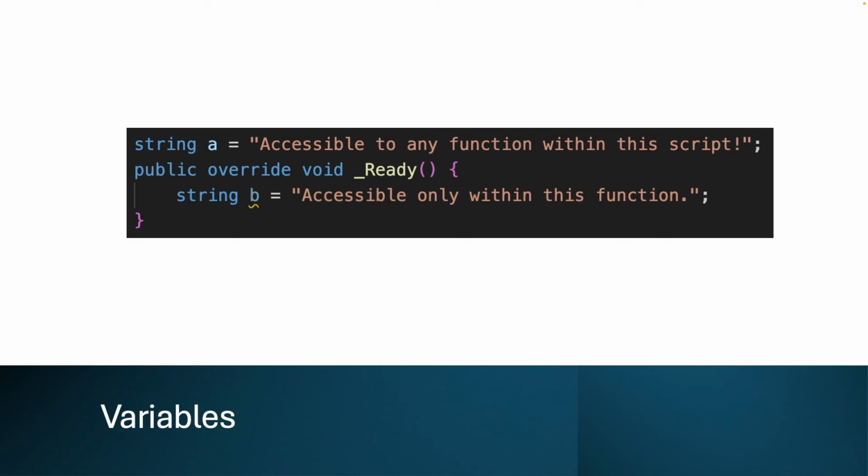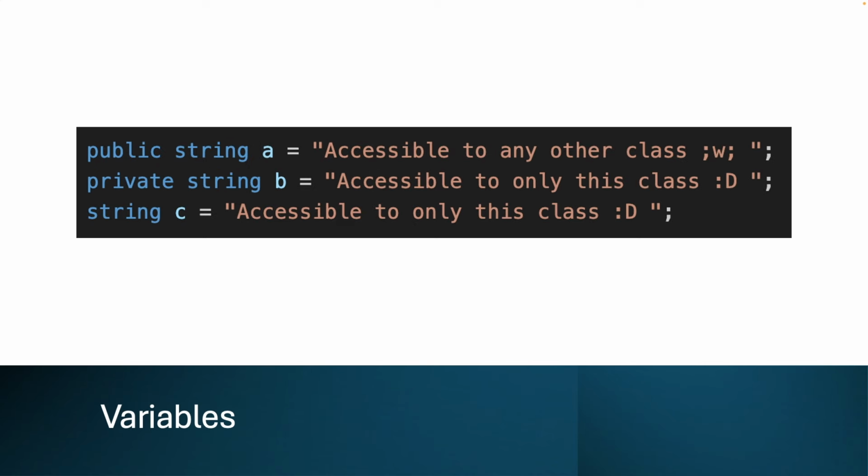So you see here, where we declare the variable matters. If we create a variable outside any functions, then this variable will be accessible to any function within this script. If we assign it within a function, then it's only accessible within that function. Outside of that function, you cannot reference this variable. Won't go into too much detail in this video, but with a public string, any other class can reference this variable, and with a private variable, only this class can reference it. If we don't put public or private, it just assumes it's private.